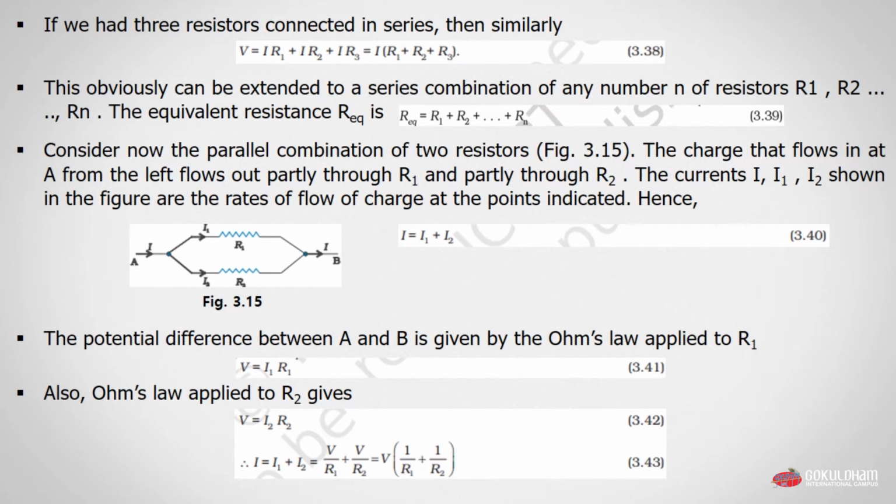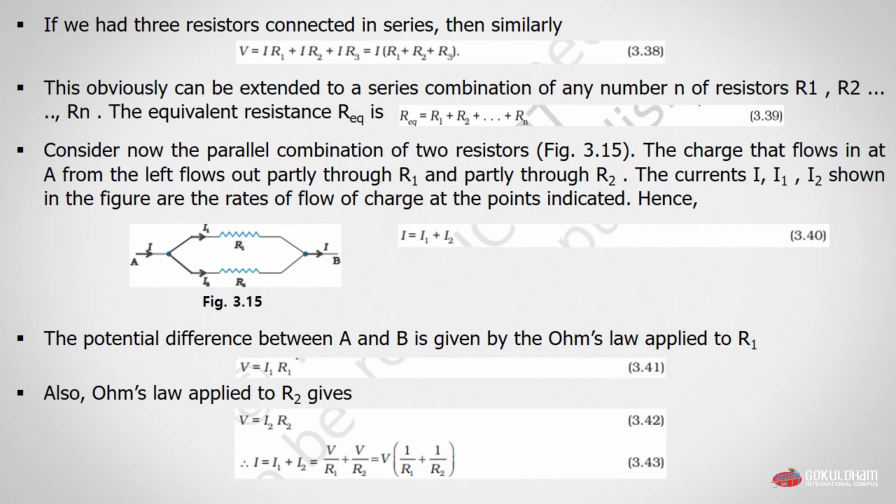Now the potential difference between point A and point B is given by Ohm's law applied to resistor R1, which is V equals I1 R1, which is our equation 3.41. And also Ohm's law applied to resistor R2 gives us V equals I2 R2, which is our equation 3.42.